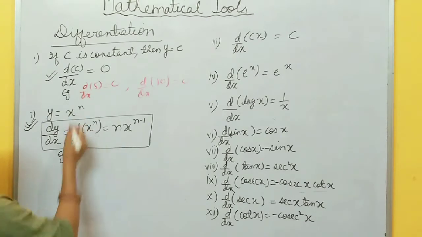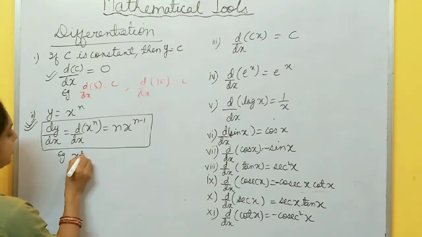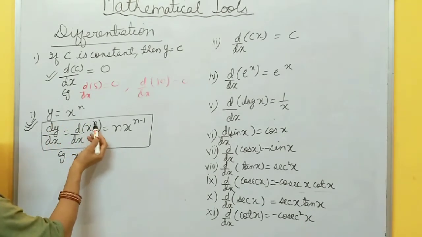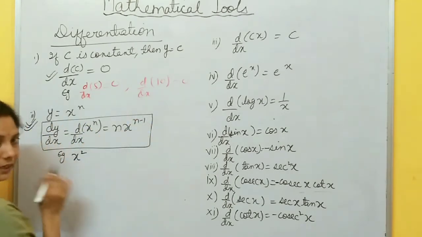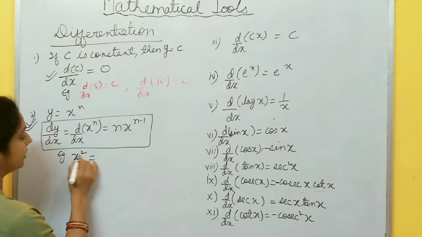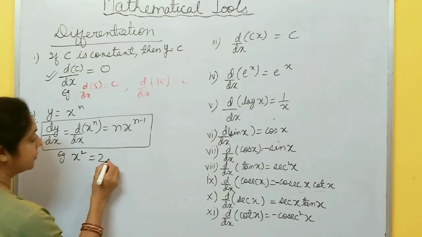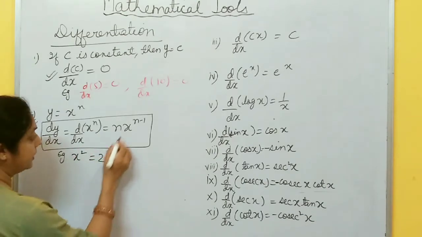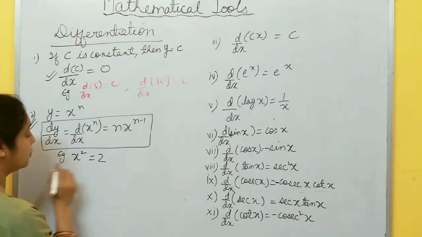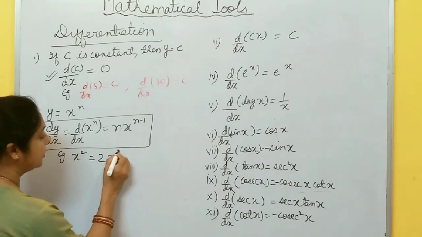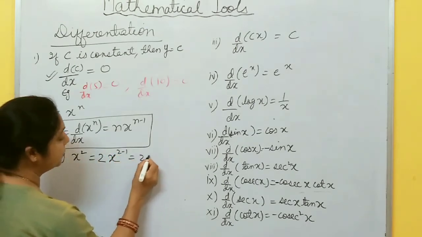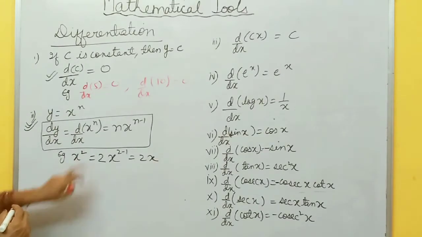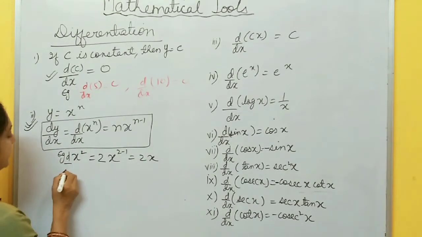For example, suppose x to the power 2, x square is there. So you know x to the power n gives what? n, x to the power n minus 1. So for x square, n is what here? 2. And then the differentiation of this is what? X to the power n minus 1. It means x to the power 2 minus 1. So 2x, 2 minus 1 is 1. So 2x. So differentiation of x square is what? d by dx, you write here.